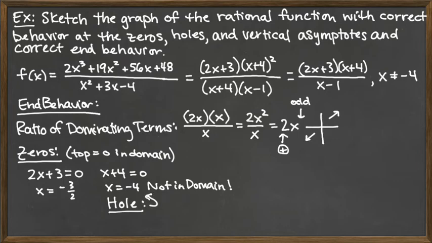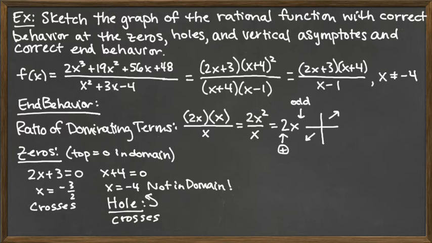And see, that hole is somewhat behaving as a 0. It's just going to be a missing point there. So let's look at this behavior here. Each one of those factors in lowest terms had an odd multiplicity, and so for each one of those, it crosses. It just happens to cross at a hole there for x equals negative 4. So now we've taken care of end behavior, zeros, and along the way we also took care of our hole.